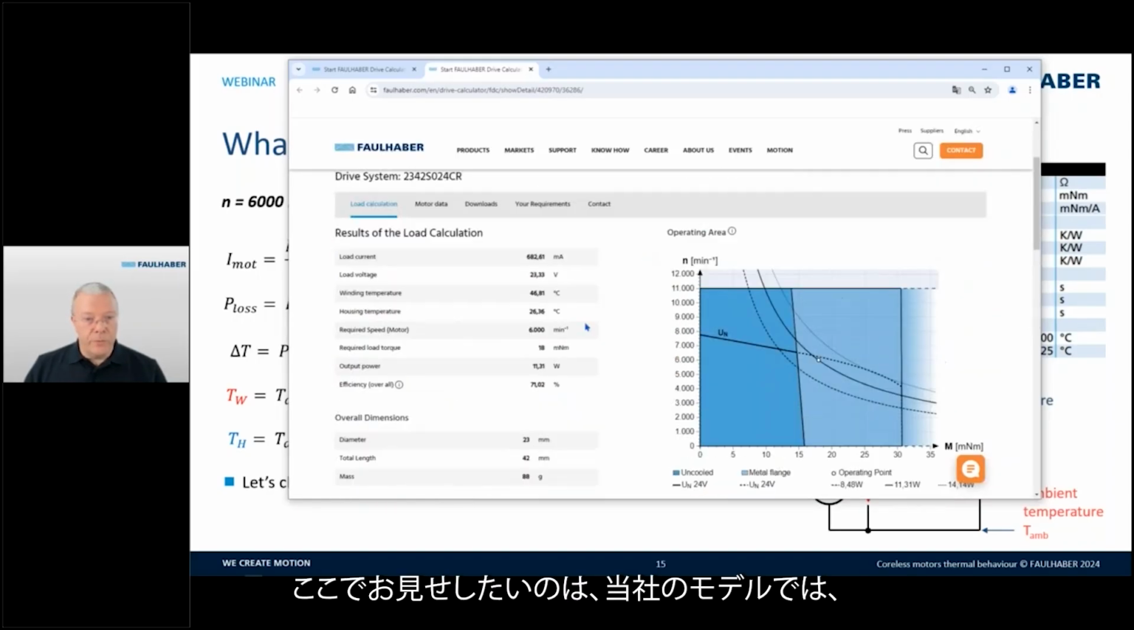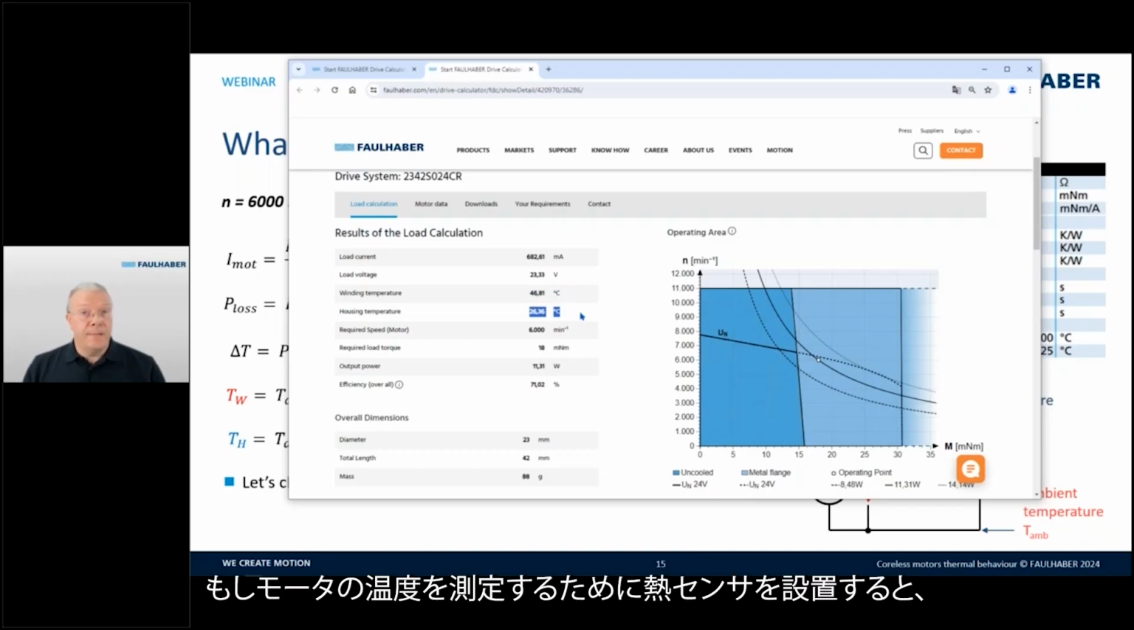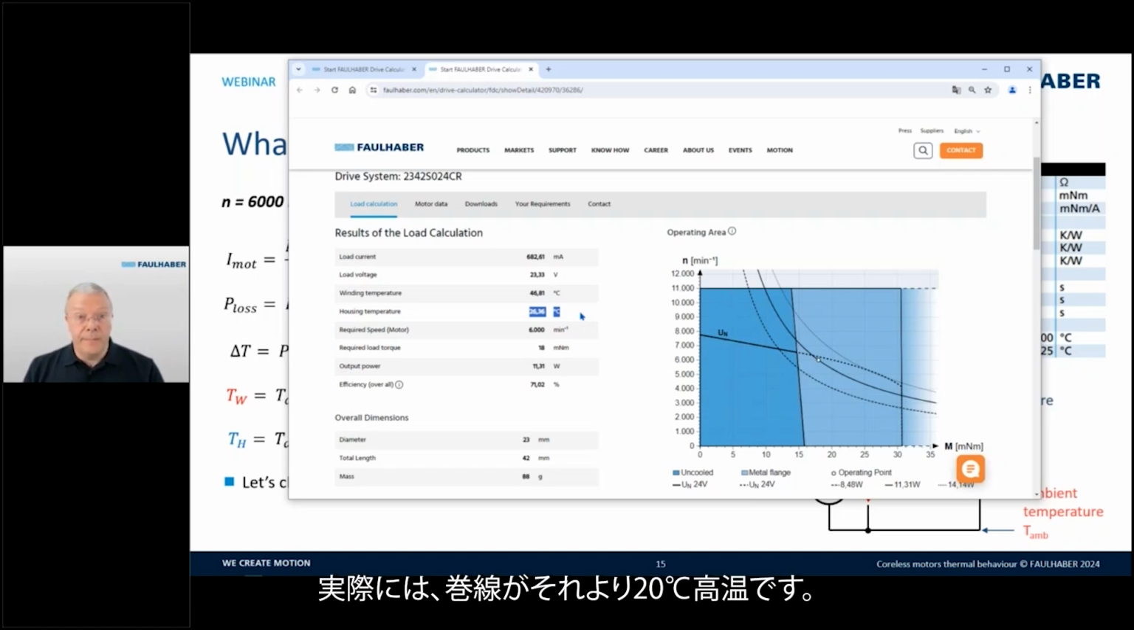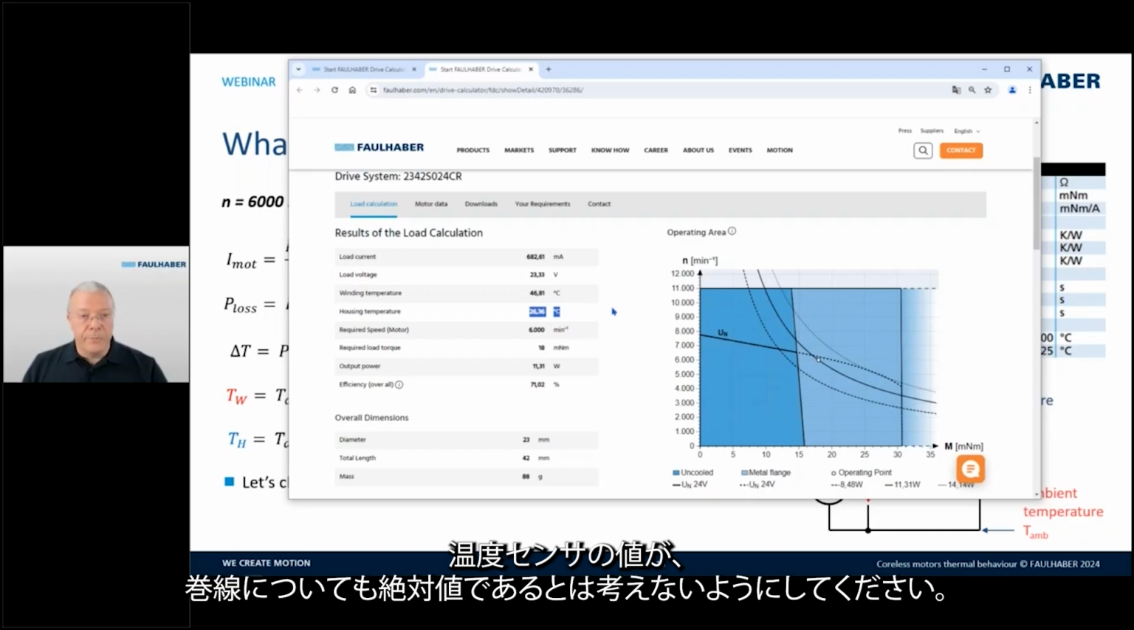One thing that I want to show you here is that in our model the winding temperature is 46 and the housing temperature is 20 degrees lower. This means that if you place a thermal sensor to measure the motor temperature, you measure only the housing temperature, but you have 20 degrees more on the winding. So take care about this. Don't consider the temperature sensor as an absolute value also for the winding.